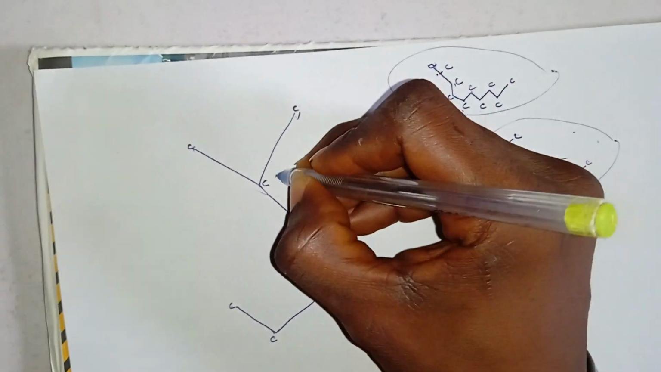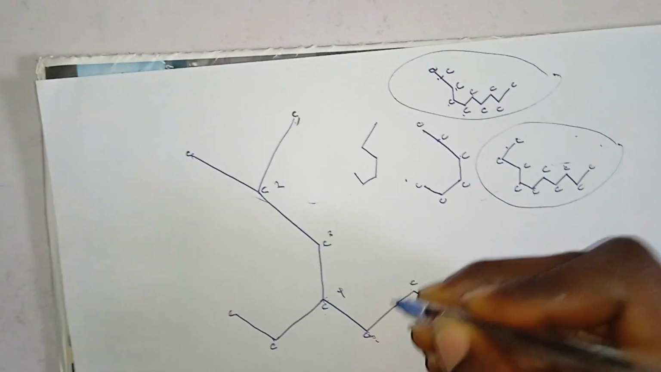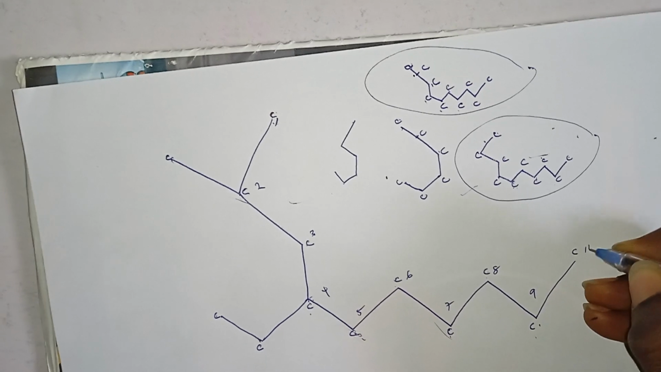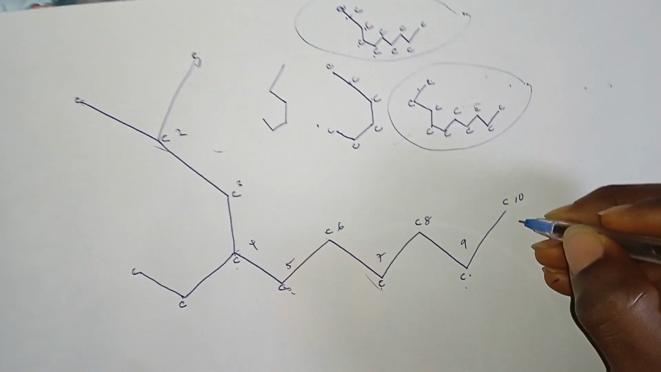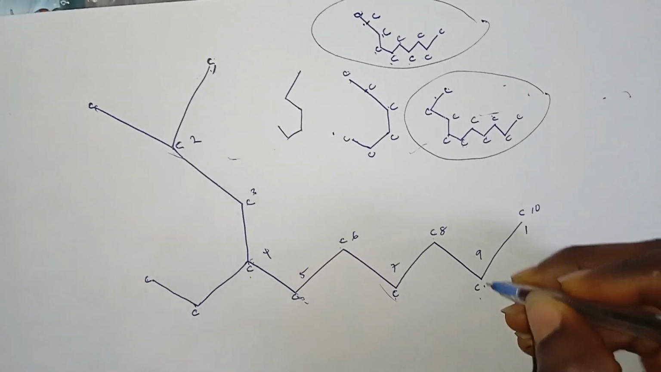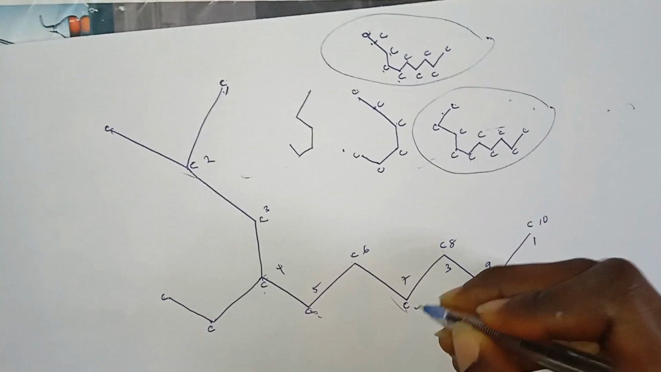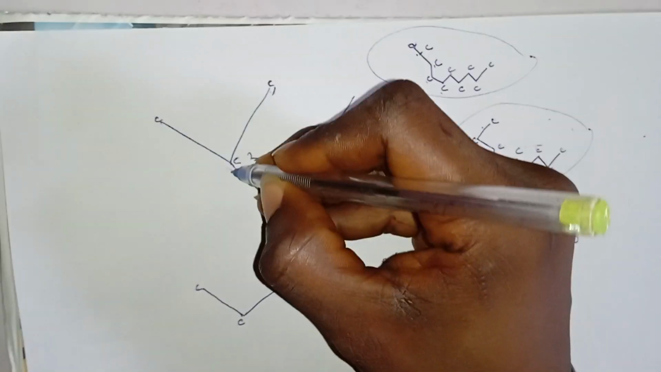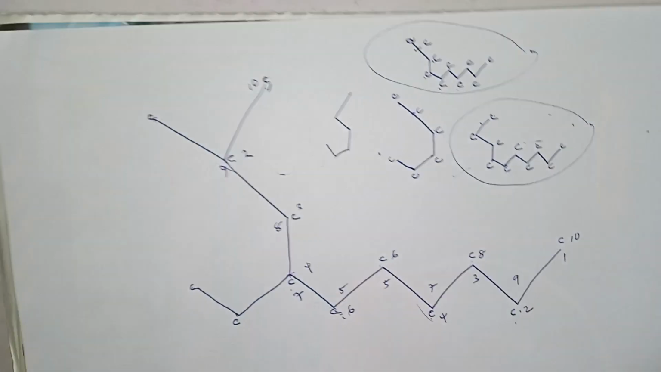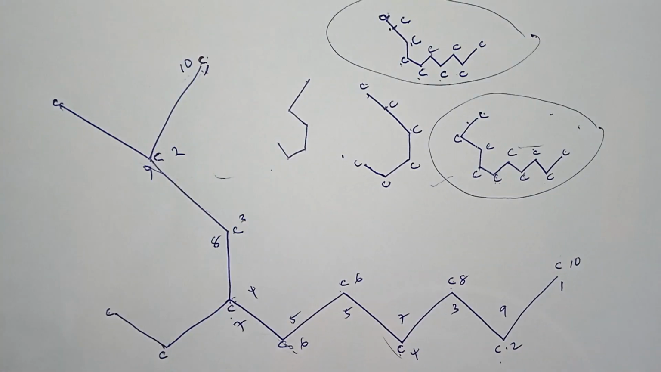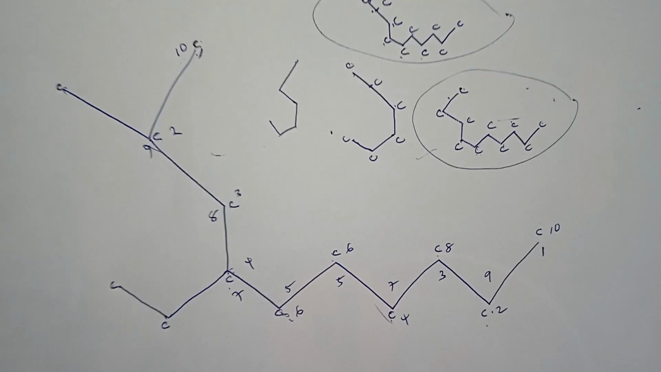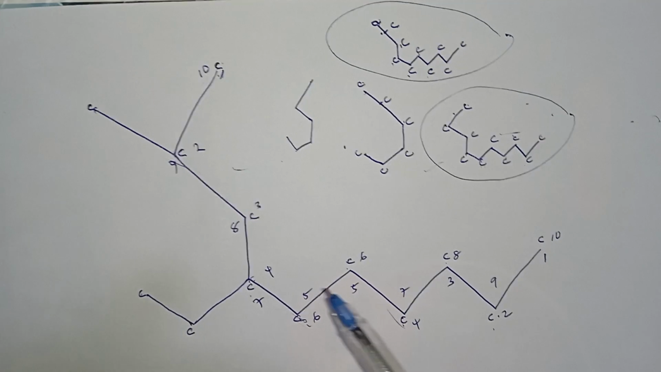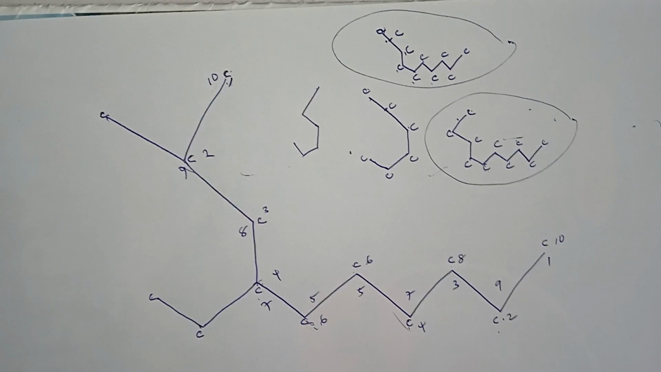Going forward, I have 1, 2, 3, 4, 5, 6, 7, 8, 9, 10. Now going backwards, the rule said find the longest carbon chain, number it forward and backwards. 2, 3, 4, 5, 6, 7, 8, 9, 10. Now once you know this, the next thing is to check the direction with the smallest number before the attachment.